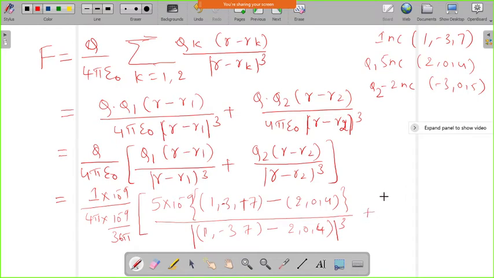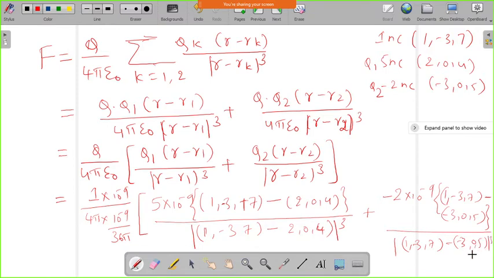Again, plus here minus 2 into 10 power minus 9, so this is 2 nanocoulomb, into the position vector (1, minus 3, 7) minus the position vector of 2 nanocoulomb, which is (minus 3, 0, 5). Divided by the magnitude of this, that is (1, minus 3, 7) minus (minus 3, 0, 5), whole cube. Okay, so this is what we need to find out, the whole thing in the bracket.